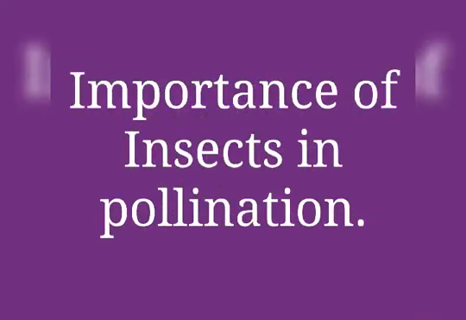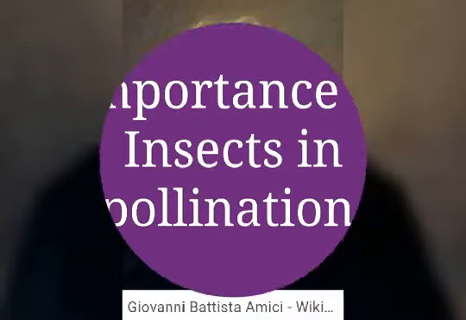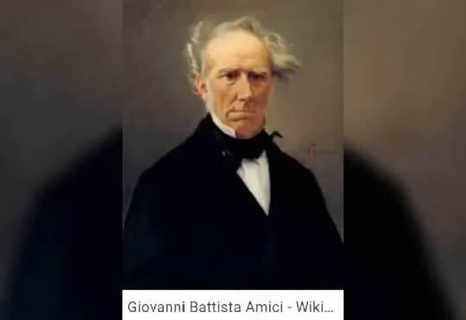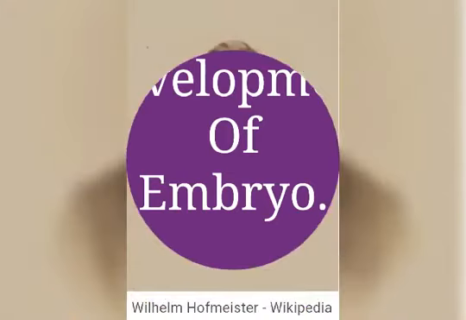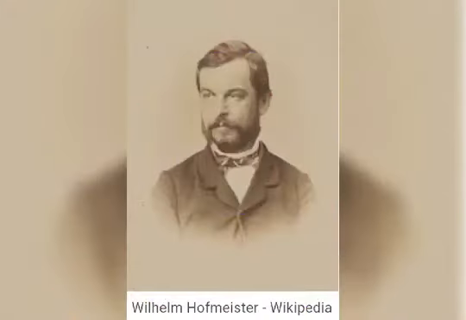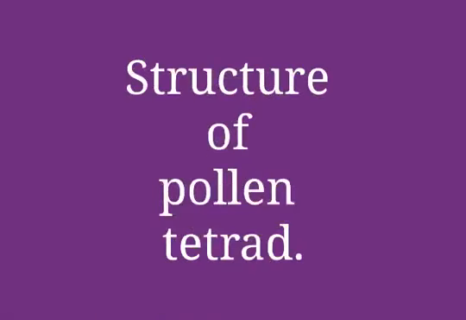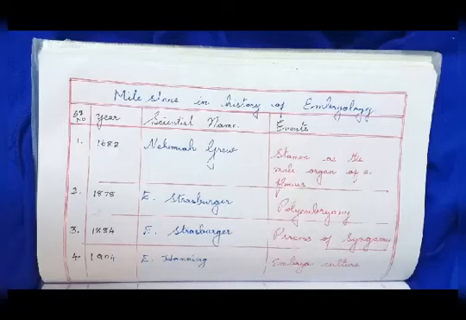Then in 1848, Hofmeister described the structure of the pollen tetrad. See, the pollen grain you may have learned in lower classes, and this pollen grain is made up of 4 units, and this was found out by this man. And a few more scientists are there which you can see in the slides and you can read them on your own. These scientists' names are very important, children.